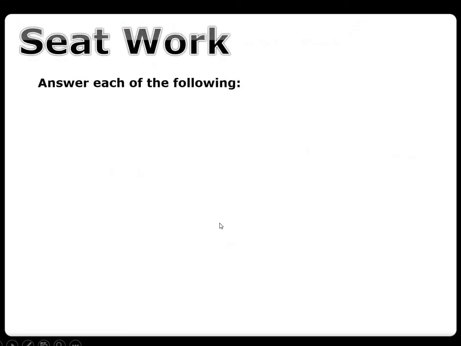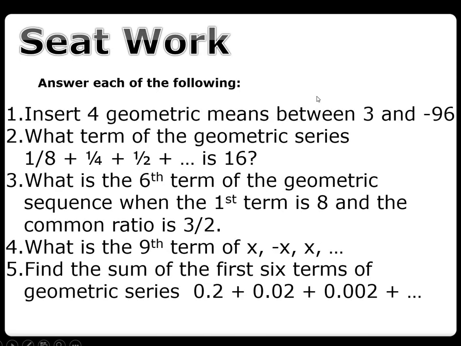And lastly, you can do this seatwork for practice. Insert 4 geometric means between 3 and negative 96. What term of the geometric series 1/8 plus 1/4 plus 1/2 plus and so on is 16? And what is the 6th term of the geometric sequence when the first term is 8 and the common ratio is 3 halves? What is the 9th term of x, negative x, x, and so on and so forth? And lastly, find the sum of the first 6 terms of the geometric series 0.2 plus 0.02 plus 0.002 plus and so on and so forth.